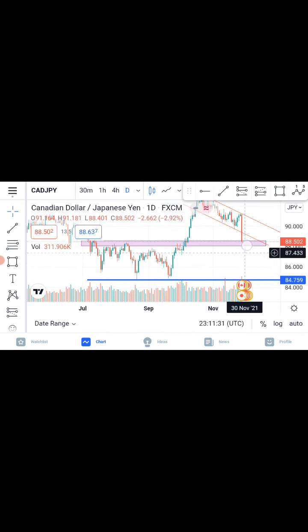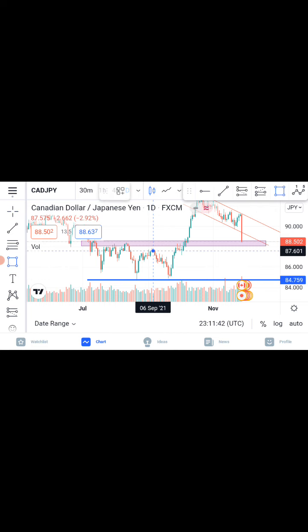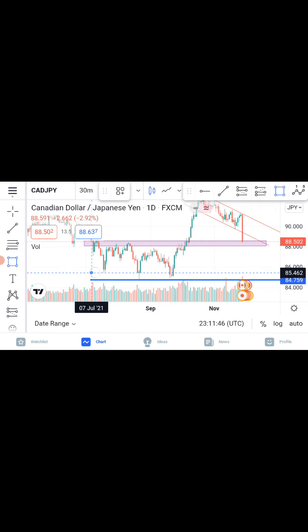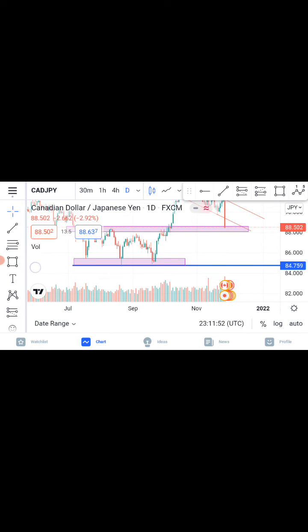It did a break, so I'm looking forward for a retest. Then after a retest, I sell until this low here, until this triple bottom. Let me identify this triple bottom for you guys so that you can see properly which triple bottom I'm talking about. This is the triple bottom that I'm talking about of Cadjpy.